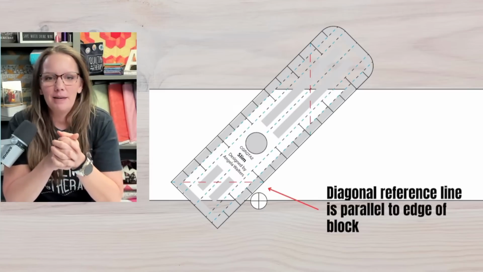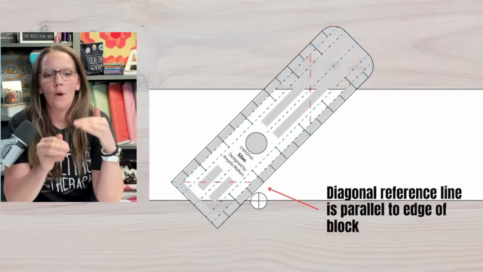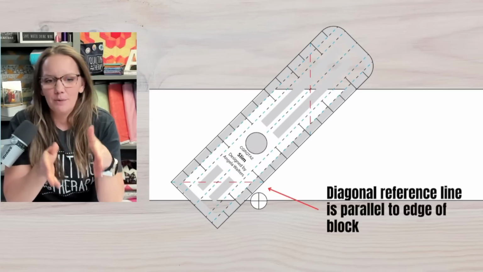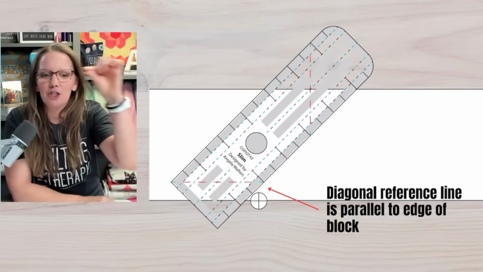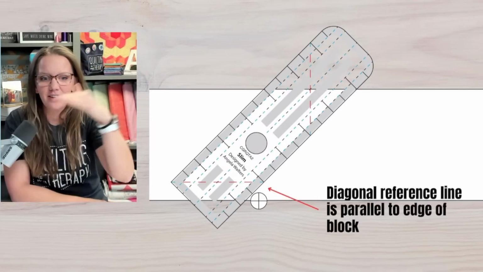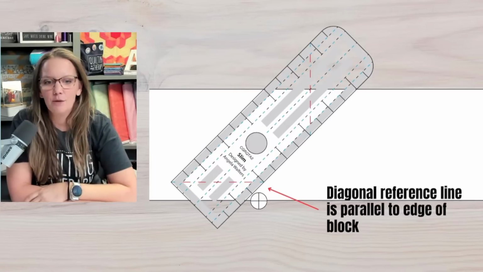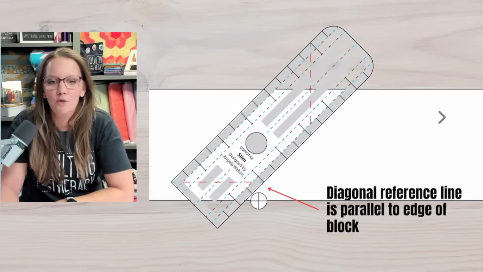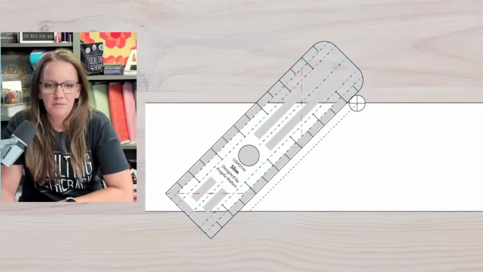Sometimes the area might be too big, or maybe you can't quite get that diagonal reference line on the edge of the area. In that example, like here, I'm just looking to make sure that that diagonal line is parallel to the edge of the area. I can tell pretty easily if it's not. As long as it's somewhat parallel, then I can move along. And so quilting along that.